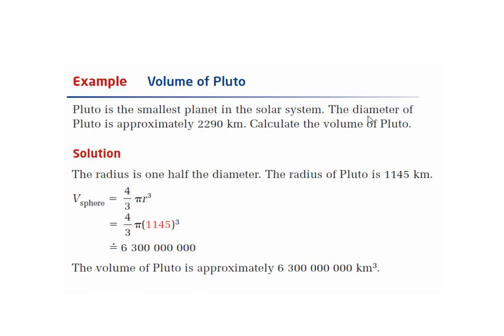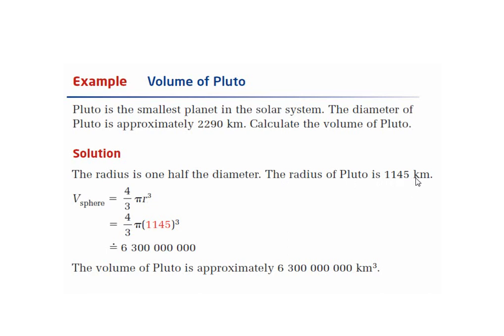But this number is a diameter, not a radius. So we need to do a simple calculation. The radius is 1/2 of the diameter. So let's divide this number by 2. So it is 1145 kilometers. So the radius of Pluto is 1145 kilometers.